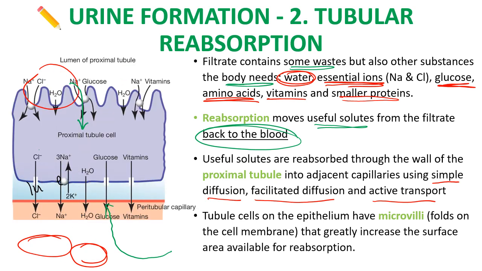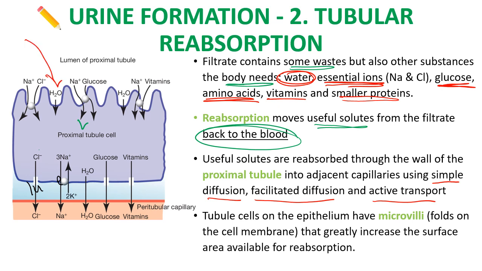Finally, the cells on the lining of the tubule have lots of microvilli, just like in the digestive system. Lots of little folds here. And again, that's going to greatly increase the surface area for reabsorption, just like in the digestive system as well. So you don't need to memorize all the different protein channels on this cell, but this is just showing us how these microvilli are increasing the surface area on the inside of the tubule.